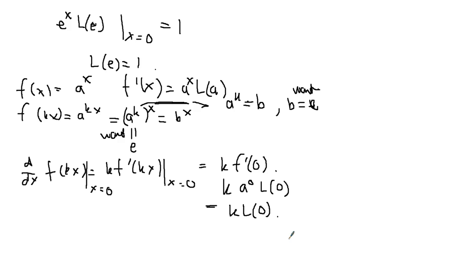And we want this to be equal to 1, right? This has to be equal to 1. So if b equals e, then L of 0 has to equal 1, right? Because we have our b as a to the k. We want b to be a to the k, right?